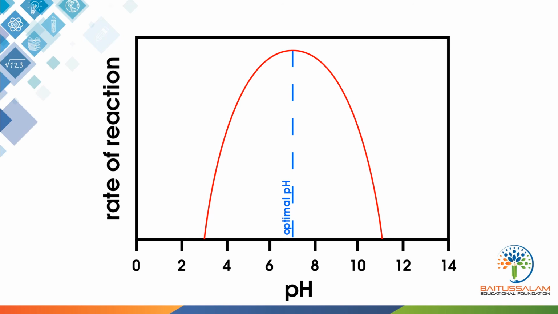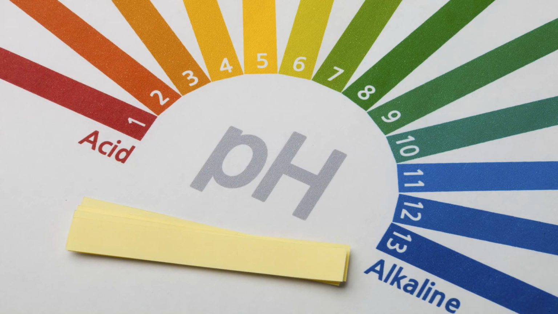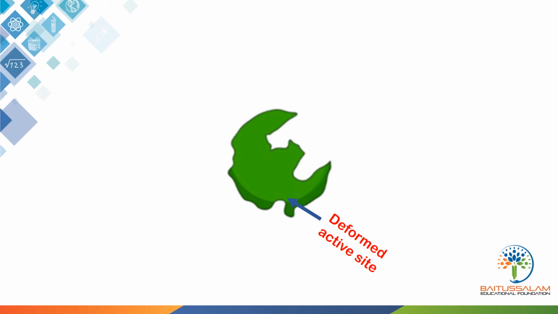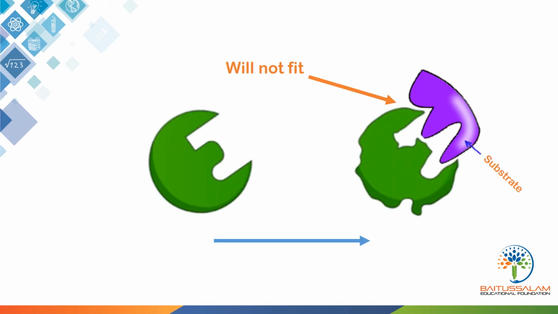For example, intestinal enzymes have an optimum pH of about 7.5. Enzymes in the stomach have an optimum pH of about 2. Extreme changes of pH may also denature some enzymes irreversibly. This is because the active site of the enzyme molecule can become deformed, as it does when exposed to high temperatures. As a result, the enzyme and substrate molecules no longer have complementary shapes and so will not fit together.